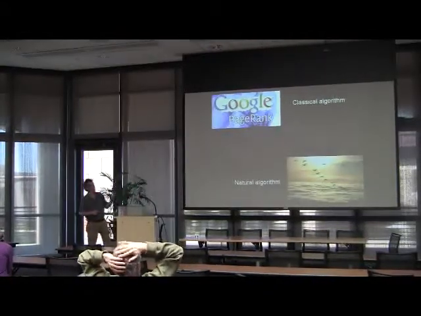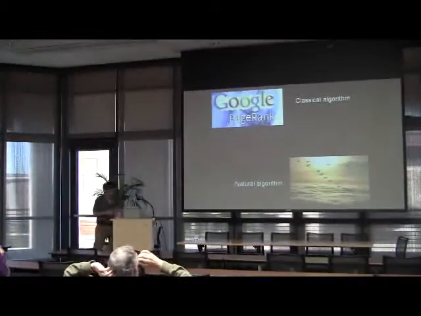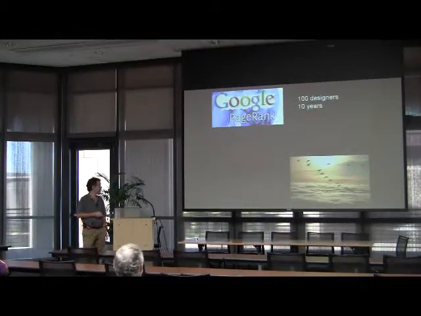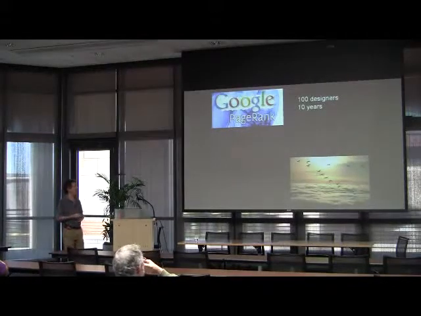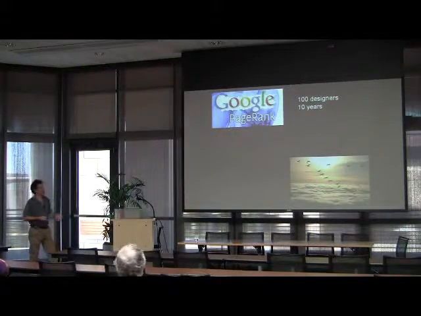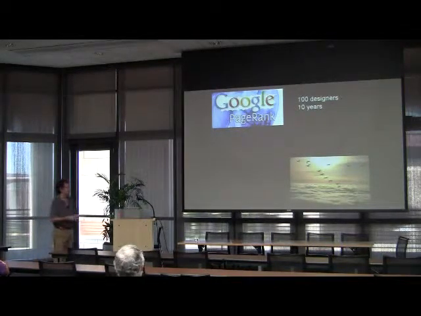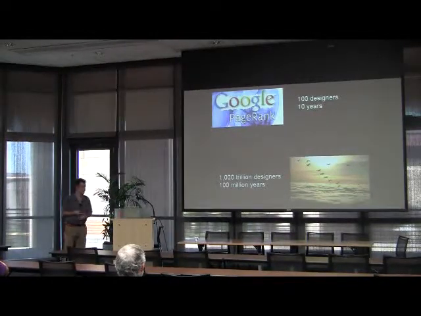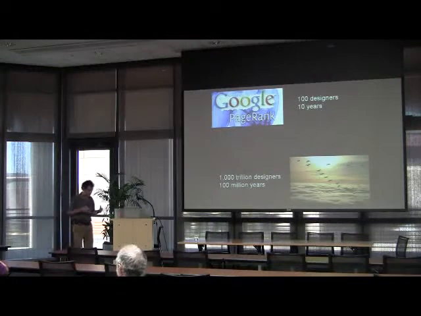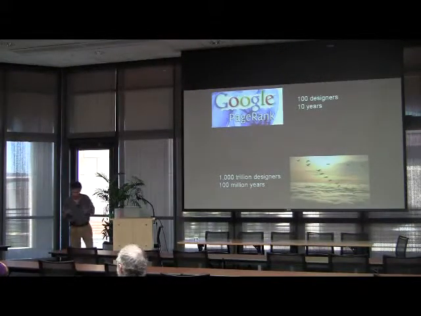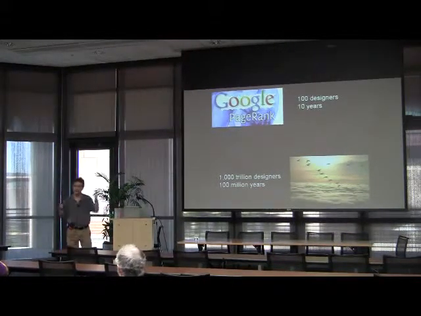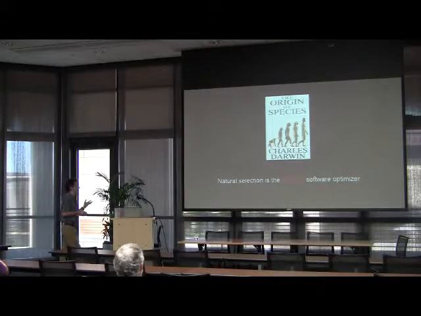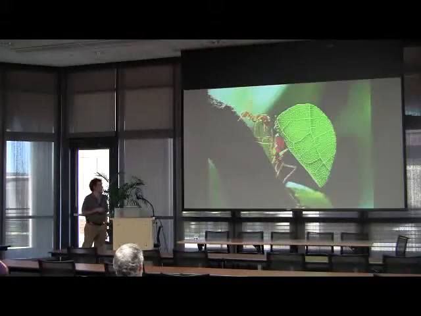So classical algorithms would be like PageRank, and then natural algorithms would be like bird flocking. So what's the difference? PageRank: about 100 designers, 10 years, more or less. And these would be 1,000 trillion designers, 100 million years. So it's a different kind of algorithm. In particular, these algorithms are really bug-free, which is a concept we humans don't really understand, because natural selection is really the ultimate software optimizer.